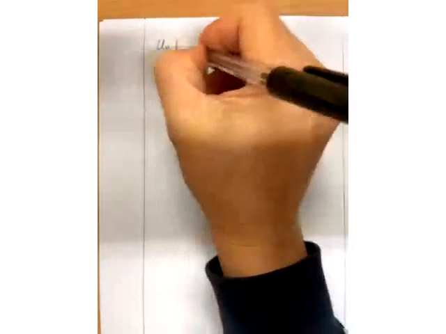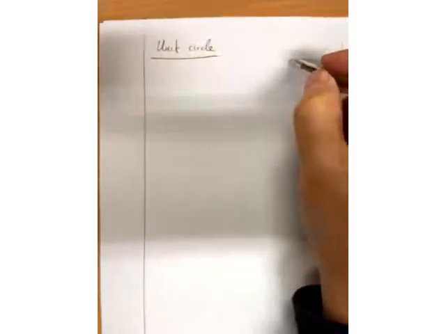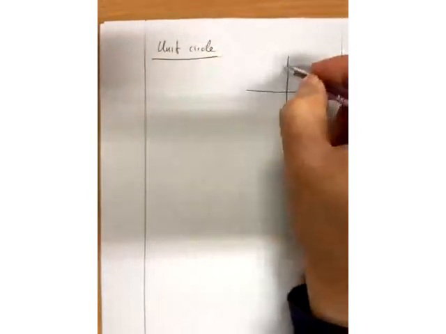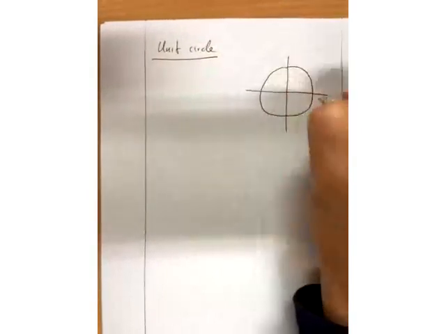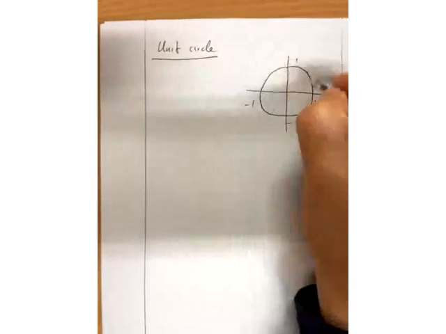Sorry, that shouldn't say reduction formula. That was for the previous lesson. So this is unit circle. A unit circle, as it says, is a circle of radius 1 unit. So when you have that, that's radius of 1.